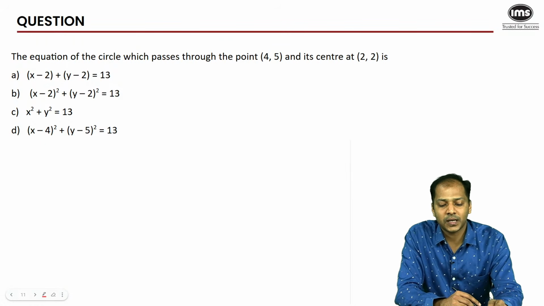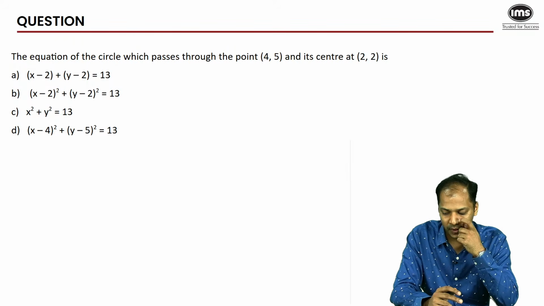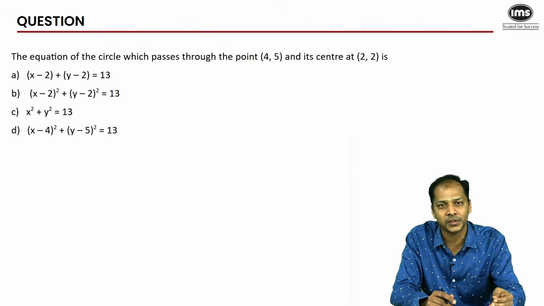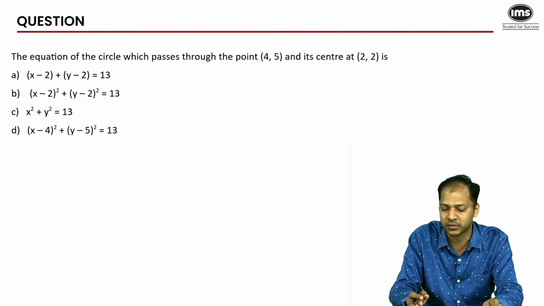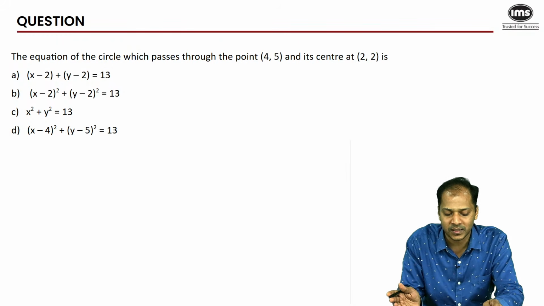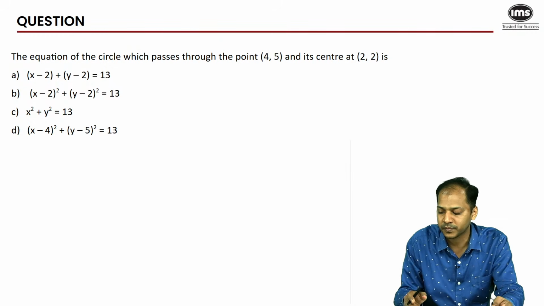The equation of a circle which passes through the point (4,5) and its center is (2,2). Now I am not giving you time for this one. Everyone, can you all just very quickly put your answers in the chat? You don't need time for this one. Immediately, this is a concept question. You could have figured out the answer to this one without even solving. Just look at the options, guys.